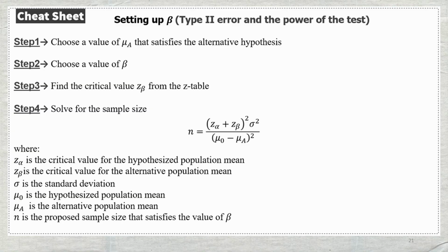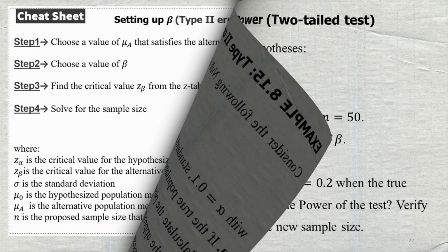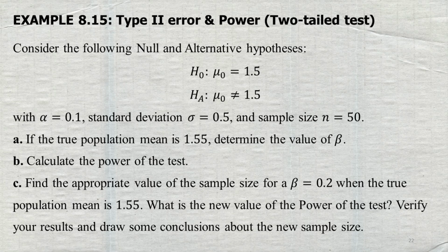Pause the video and have a good look at the cheat sheet to set up the type 2 error and the power of the test to find the required sample size n with four easy steps. Let's solve the following problem. Consider the following null and alternative hypotheses.